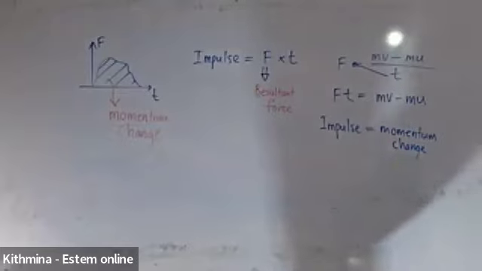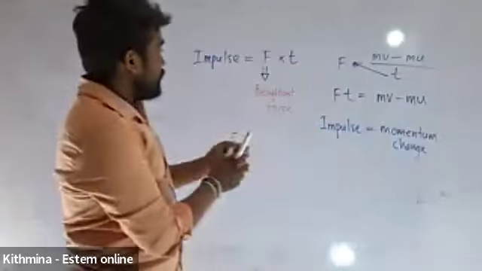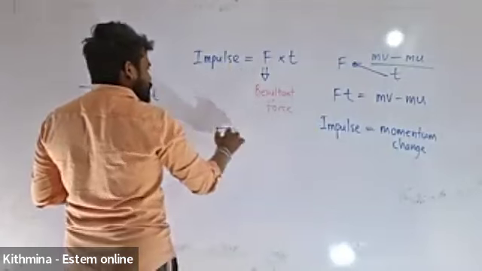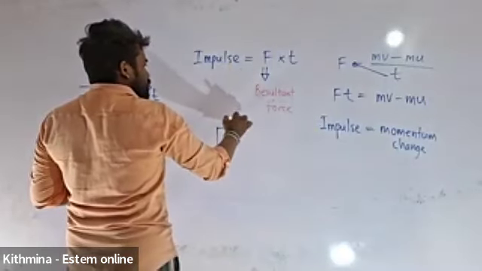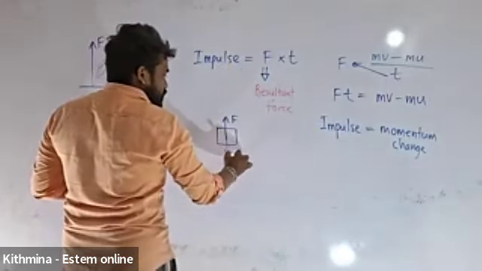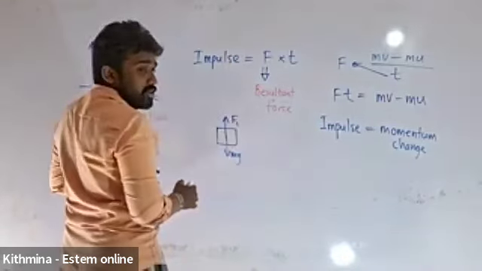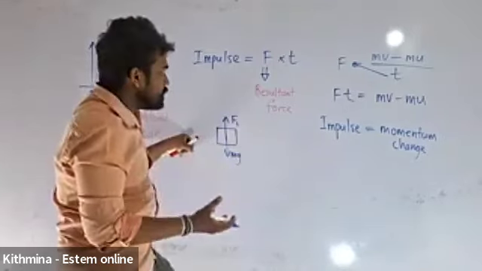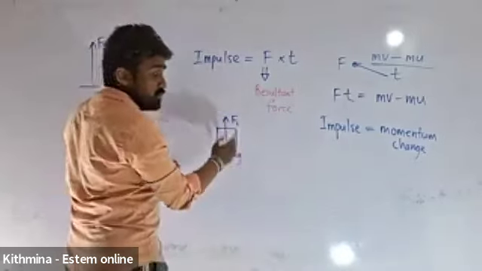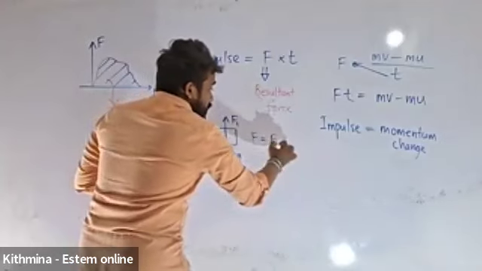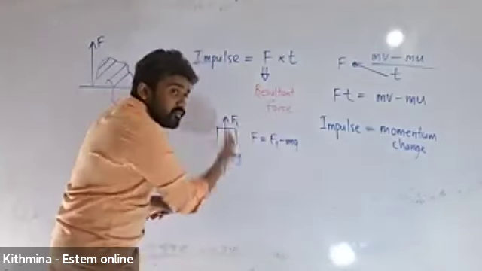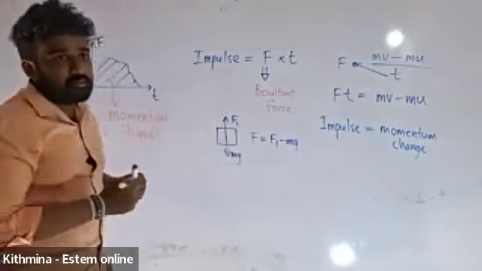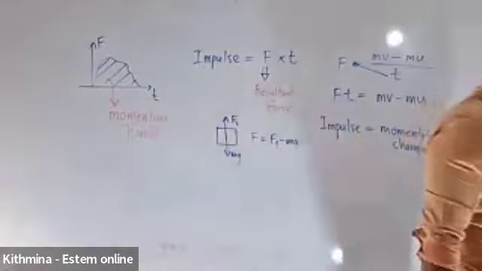Resultant force for impulse. Resultant force means, think, if there is a force F1 and always there is mg. If we want to get some impulse in this equation, we should get F1 minus mg, the resultant force. That's the thing.